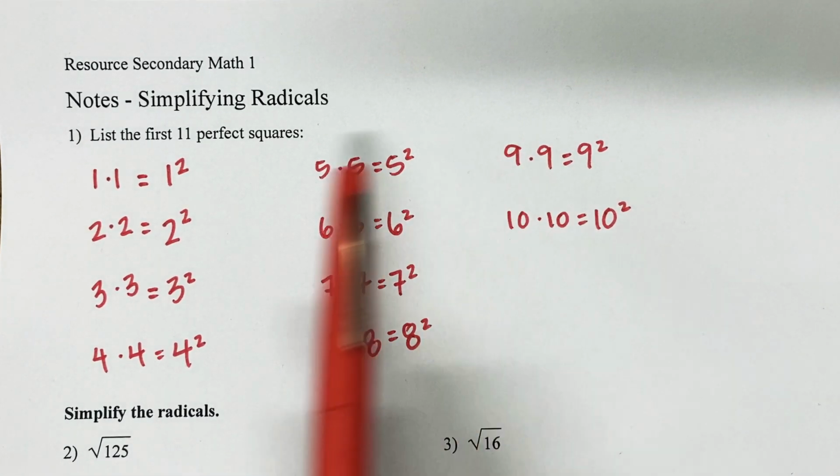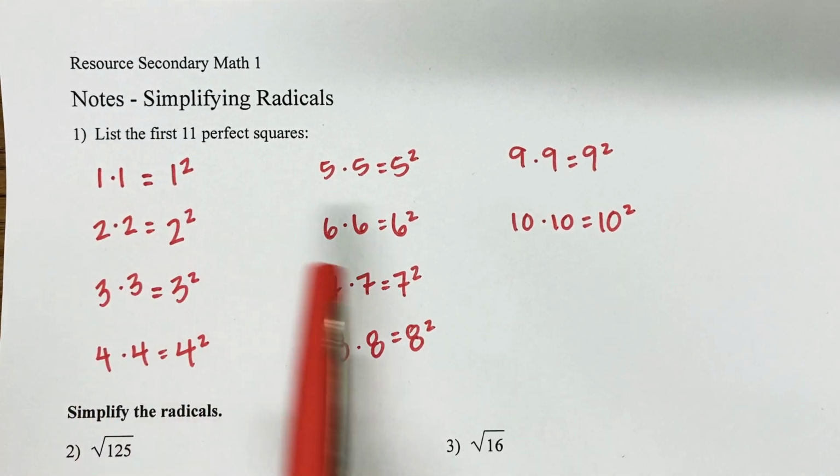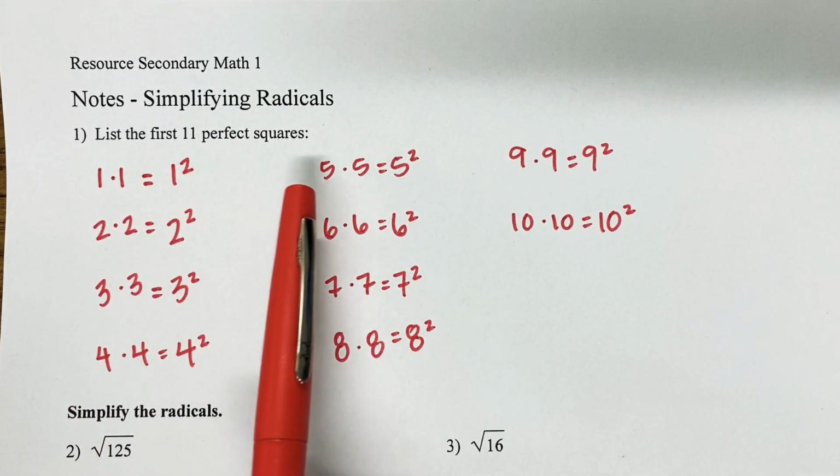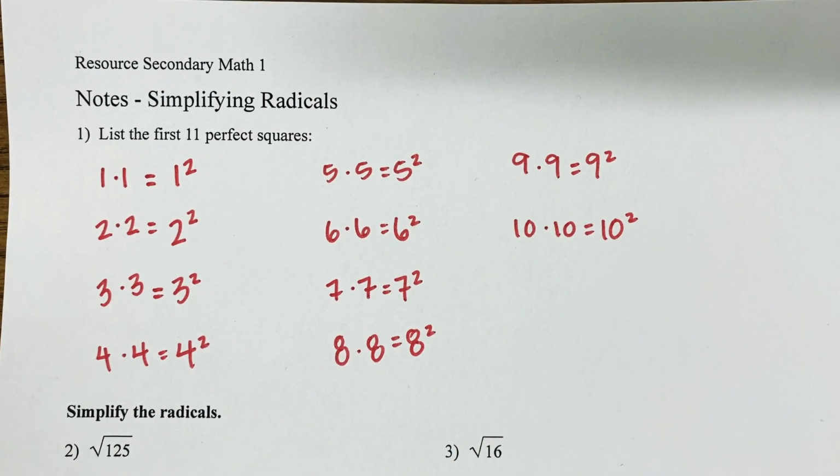So this is all just a way of rewriting what it means when we multiply a number by itself, right? 1 times 1 is 1 squared. 5 times 5 is 5 squared. 9 times 9 is 9 squared. Now let's figure out what these actual numbers are.